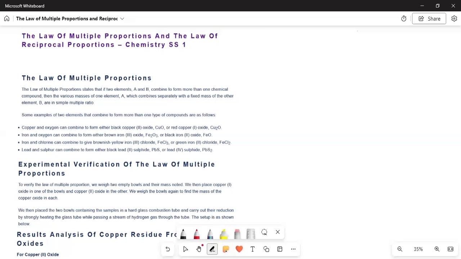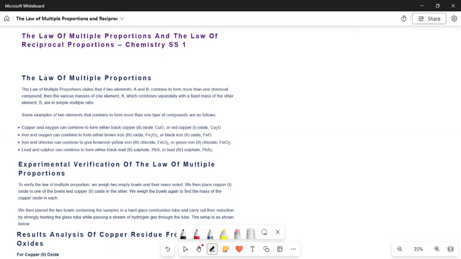This lesson will be looking at the law of multiple proportions. The law of multiple proportions states that if two elements, A and B, combine to form more than one chemical compound, then the various masses of one element A, which combine separately with the fixed mass of the other element B, are in simple multiple ratio.